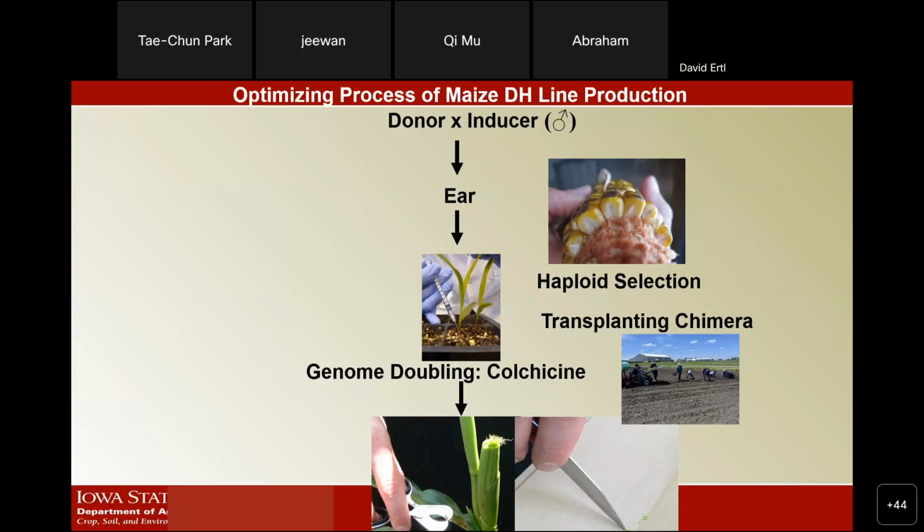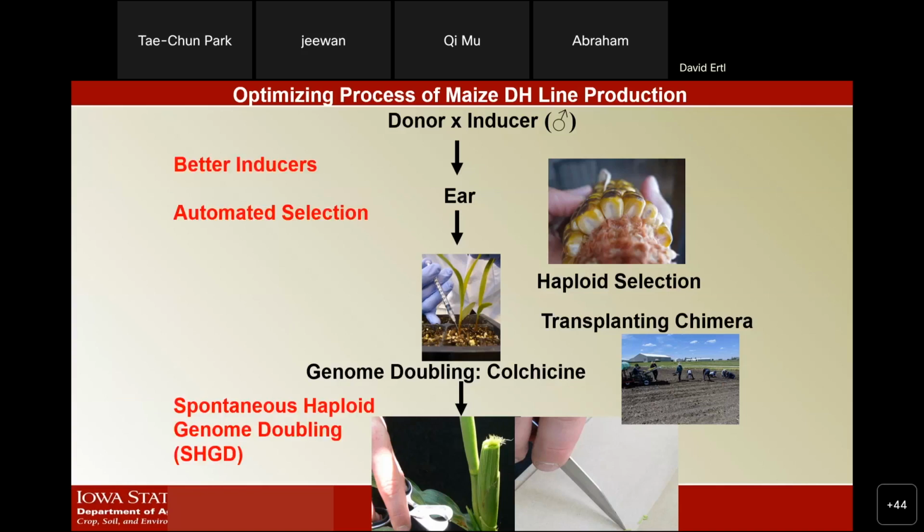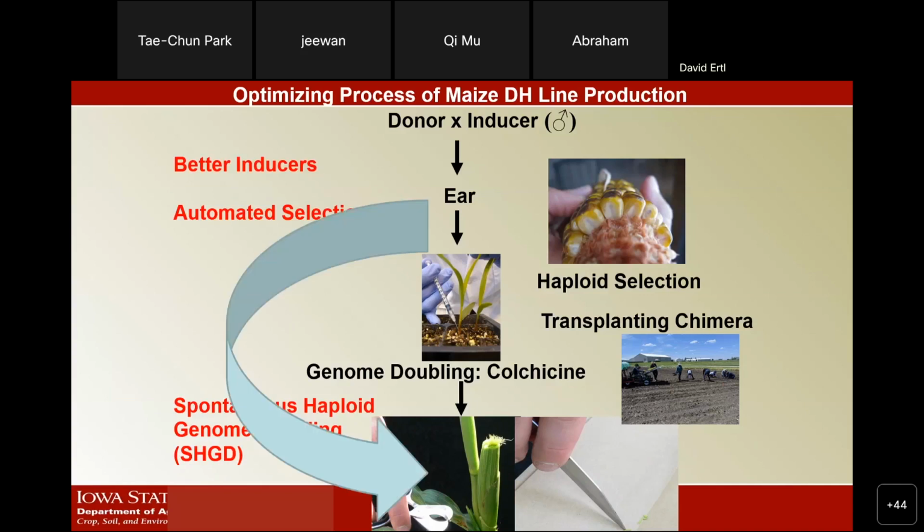Also, if you have to treat seedlings, then you have to transplant them instead of sowing. So the steps where the process can be made more efficient is in inducer development or in the doubling process. And here specifically, we were interested in the question whether there's genetics that could help so that we don't need to use any application of chemicals any longer.